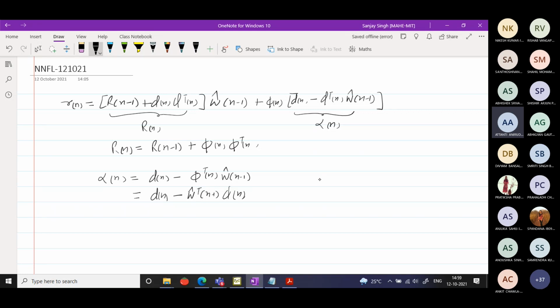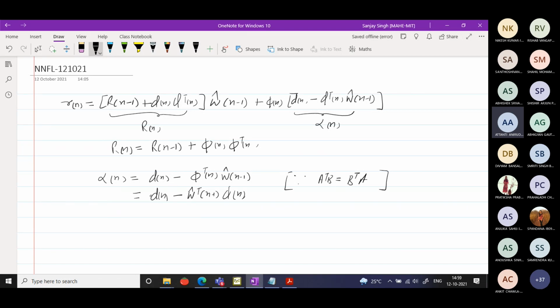I just did this: ATB, I can write BTA, because if this is there. And why did I do so? This is some particular objective you want to meet, and what that particular objective is, we'll see here. This alpha n is called a prior estimation error, because it's an error.